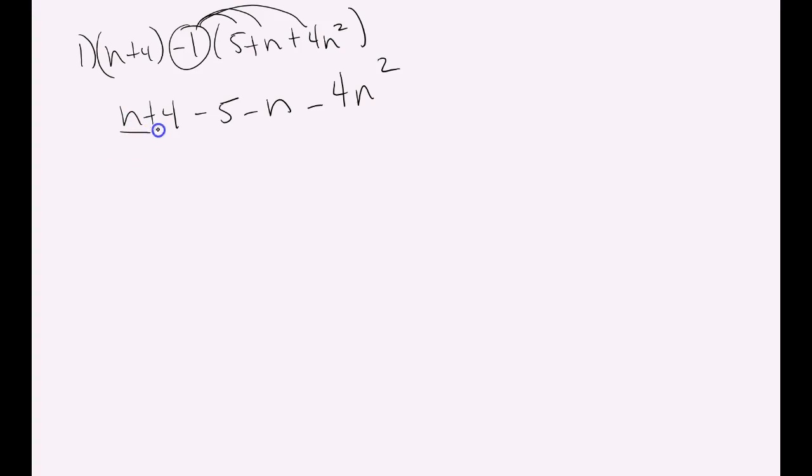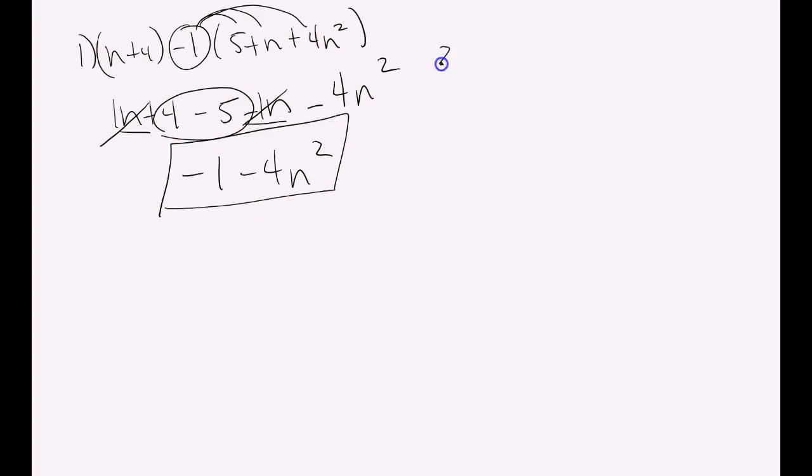Now I can put together the like terms. Okay, I have a 1n minus a 1n. Well, that just goes away. I have a 4 minus 5. That's a -1. And then I have a -4n squared. And there's no other n squared, and so I know that I'm finished. So that's how I would write my answer.